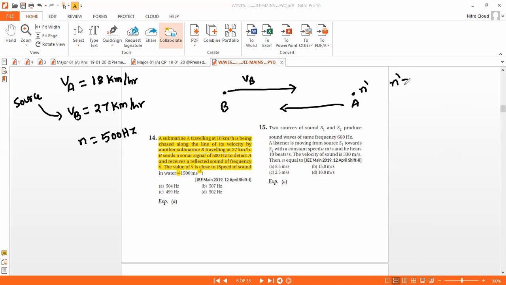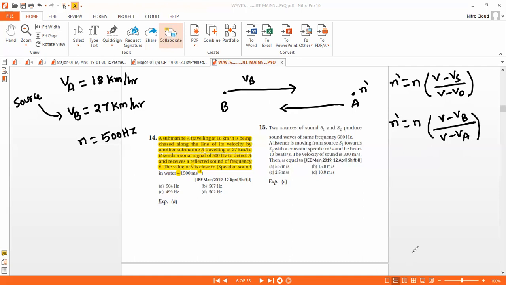So n dash I can write as n times V minus Vs by V minus V naught. Now firstly, n dash equals n times V minus Vb, where Vs means the source. The observer is A initially.